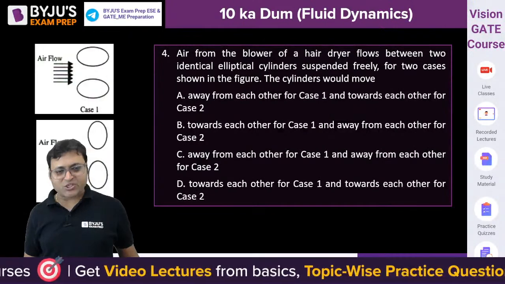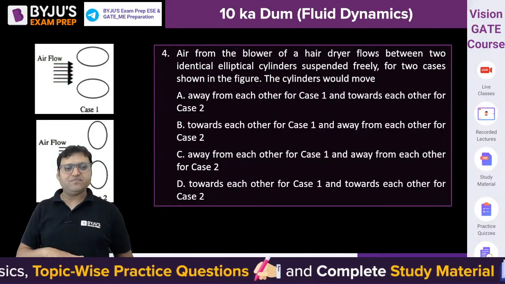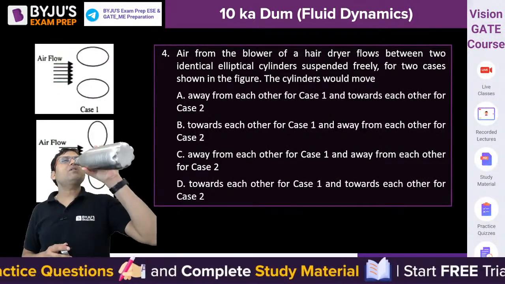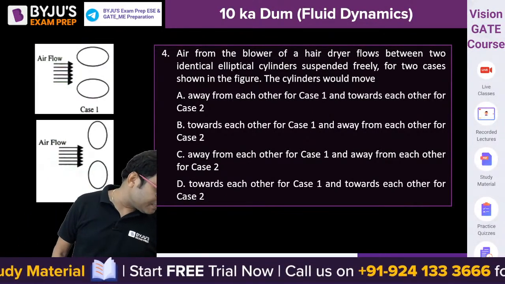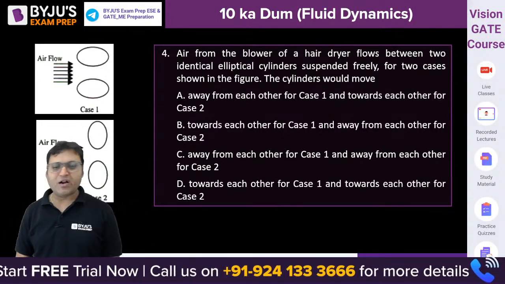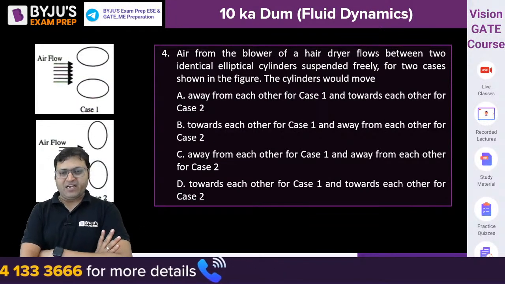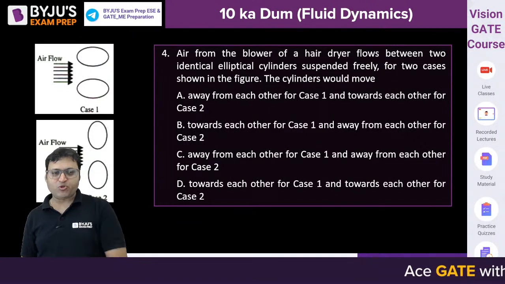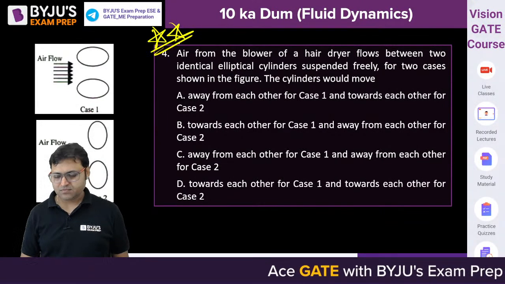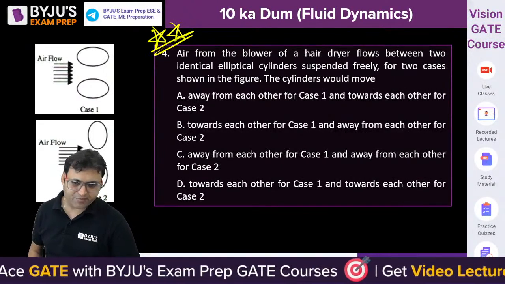Question is beautiful. The next question is again important, a beautiful question. Question number 4. Give it a try, every one of you. Find out the answer. Air from a blower of a hair dryer blows between two identical elliptical cylinders suspended freely. For the two cases shown in the figure, the cylinders would move. In first case and in second case, what is your opinion? That is a conceptual question. Can you give it a try and let me know the answer?